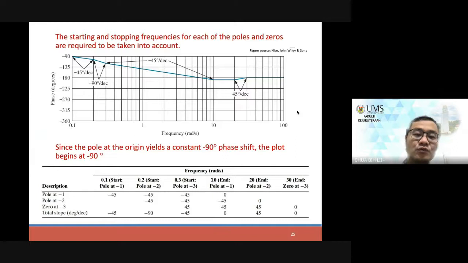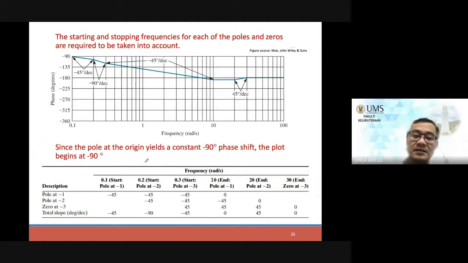And for plotting the phase diagram now, what you need is something similar, but because the starting and the ending are 1 decade before and 1 decade after, the work would be a little bit more tedious. But nevertheless, it is the same. You just have to identify the starting phase and also draw this table.